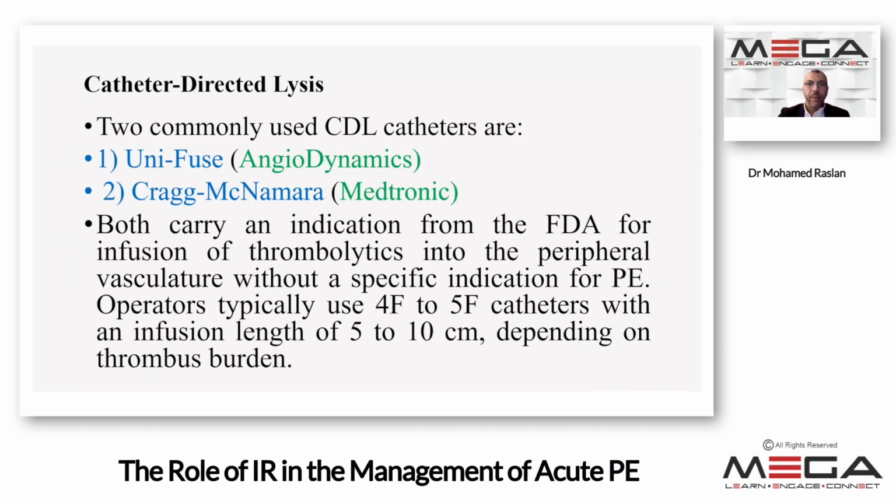Two commonly used catheter-directed lysis catheters, simple catheters, are the Unifuse and McNamara. Both carry an indication from FDA for infusion of thrombolytic into the peripheral vasculature without a specific indication for pulmonary embolism. Operators typically use 4 and 5 French catheters with infusion length ranging from 5 to 10 centimeters, depending on thrombus burden. So they are used in the pulmonary vasculature as an off-label use.